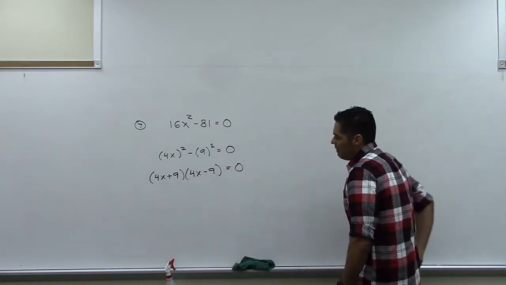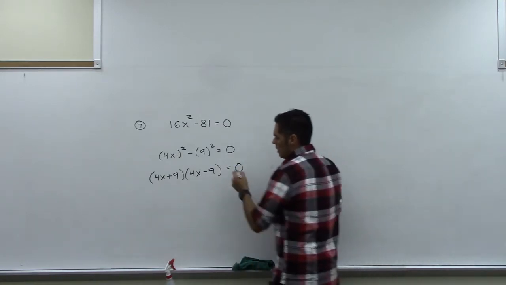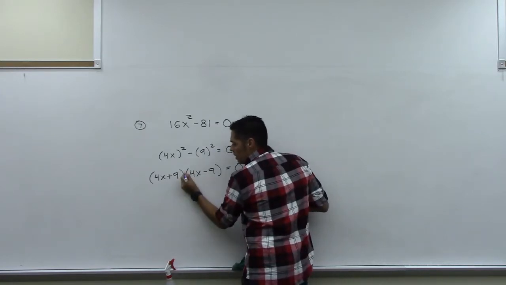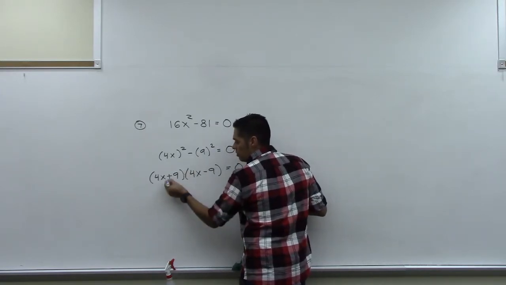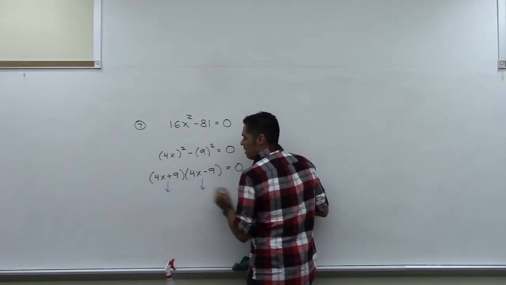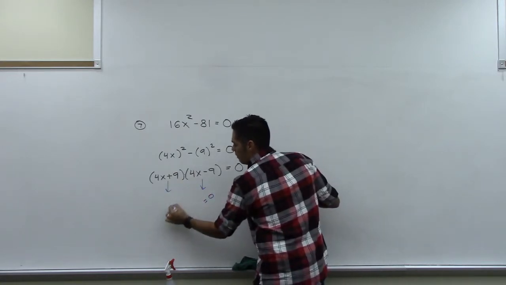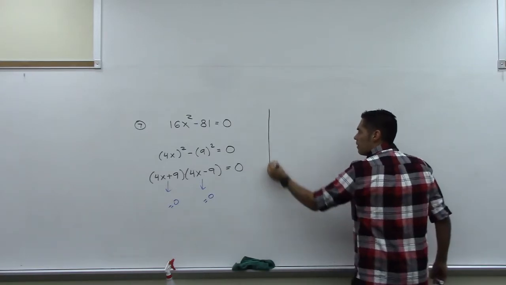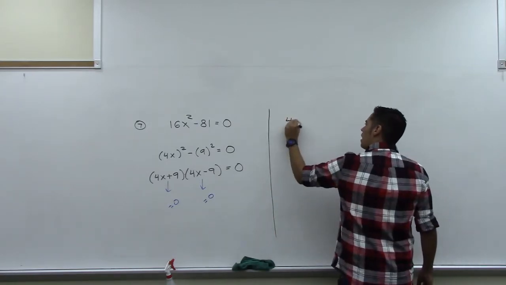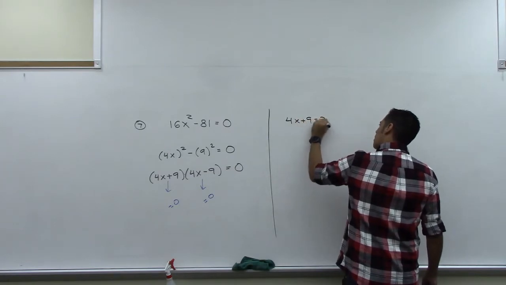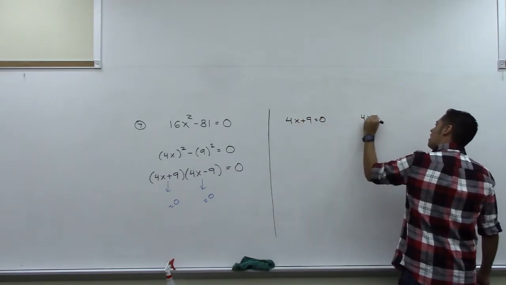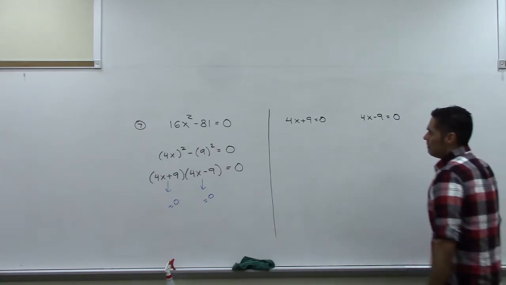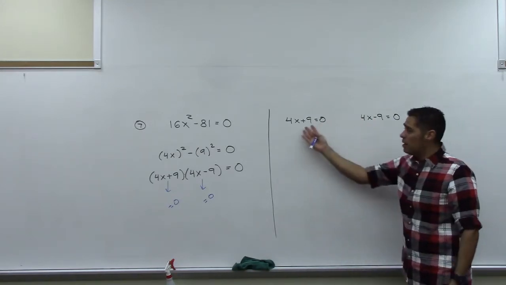And once you have factored something, and it's being set equal to 0, and there's multiplication here, then what you can do is take each one of these and set each one of those equal to 0. That's what I'm going to do now. That's called the zero factor property. So I'm going to take 4x plus 9, set it equal to 0. I'm going to take 4x minus 9, set it equal to 0. And I'm going to solve each of these equations. These are now little linear equations.